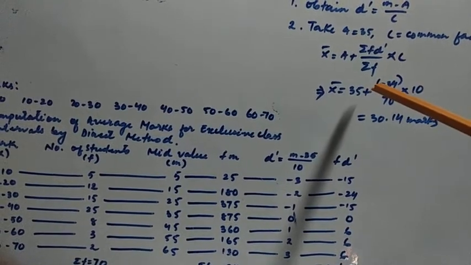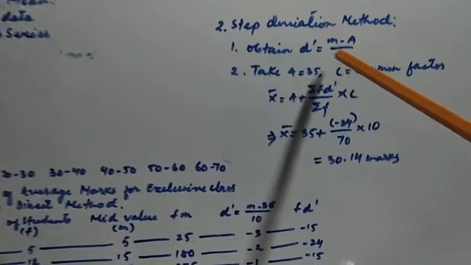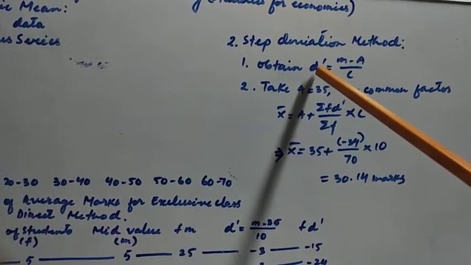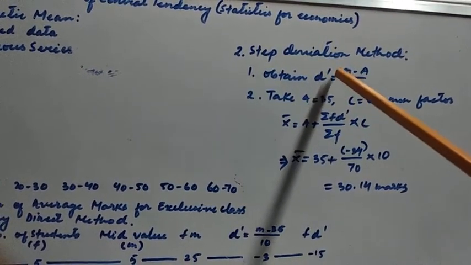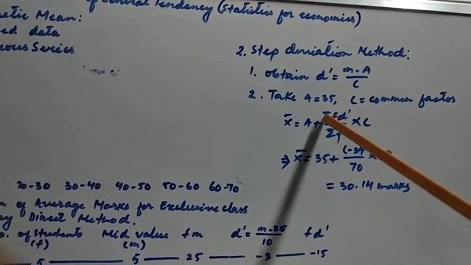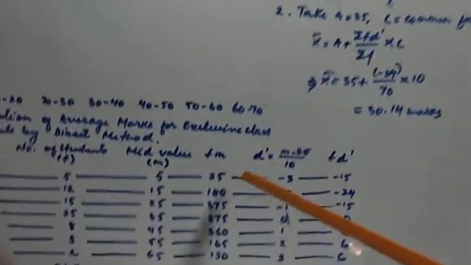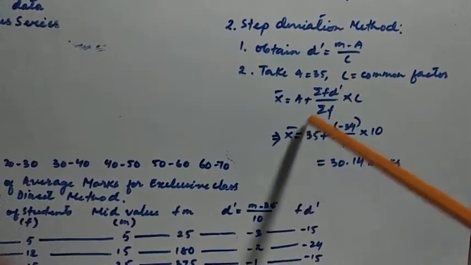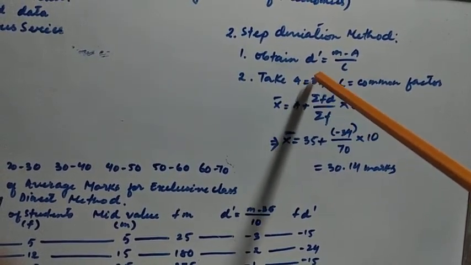That is minus, I think. Yeah. So we have found out d dash, and since we have already found out d dash, it is easy to find out f d dash, because here it is summation f d dash, and we have found out that summation f d dash is minus 34. And what is summation f? Summation f is 70. So directly apply the formula here, and c is the common factor, and a is 35.